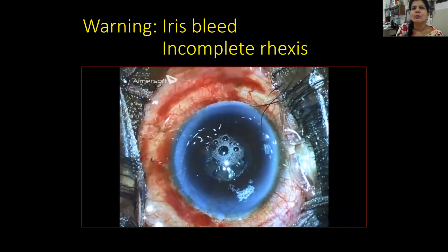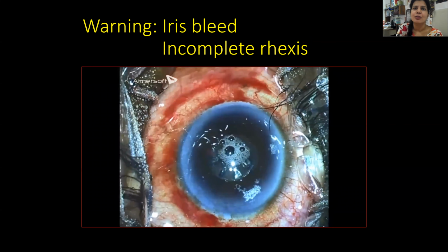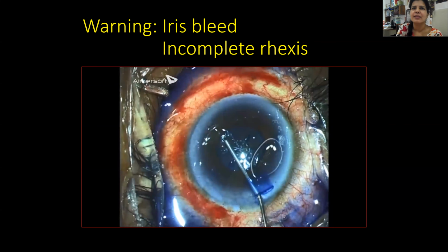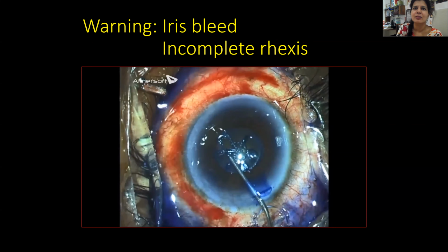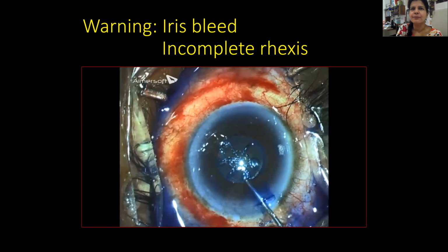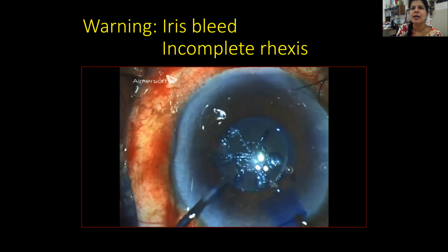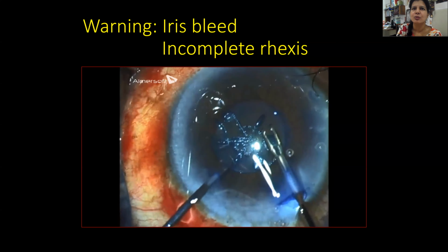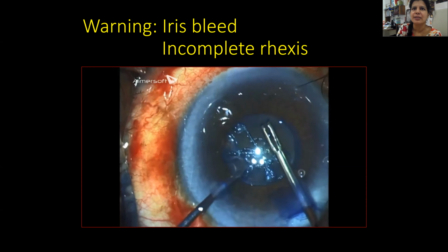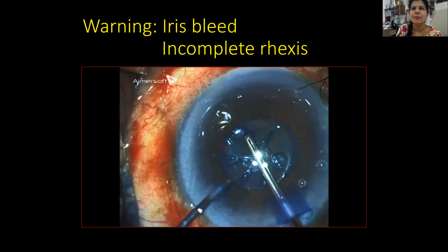There should always be a watch out for iris bleed in a small pupil. You can see here at the 10 o'clock position, there is a collection of heme. Along with heme, which is usually restricted because the eye is not opened till the wounds are open, and therefore the intraocular pressure maintains the blood to a minimum.